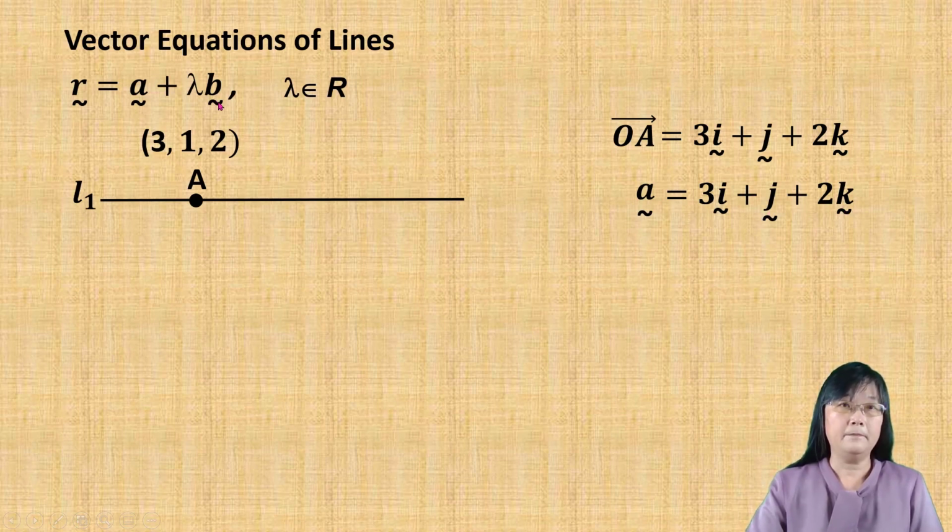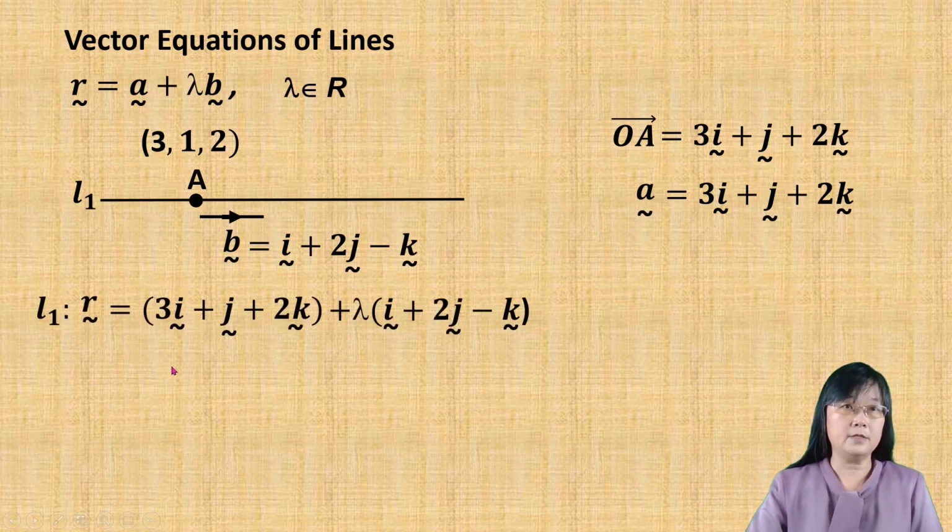As for B, B is the direction vector which is parallel to the straight line. So let's say it is given that B is equal to i plus 2j minus k. Since we have A and B, now we can write the vector equation of this straight line L1, that is r equals 3i plus j plus 2k plus lambda times i plus 2j minus k.